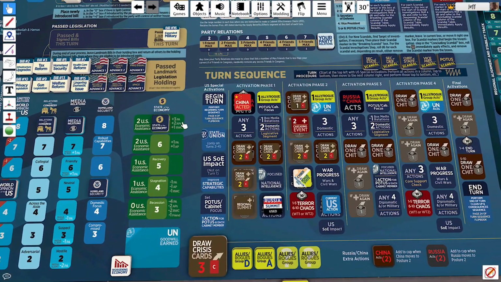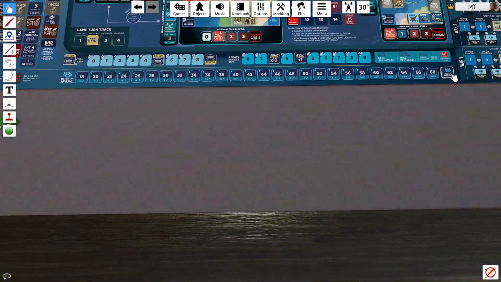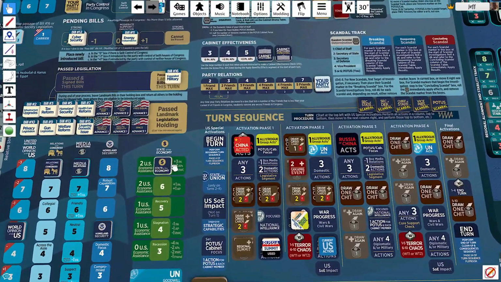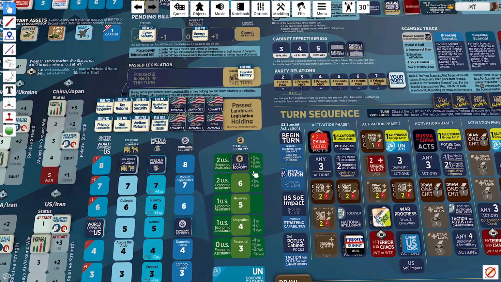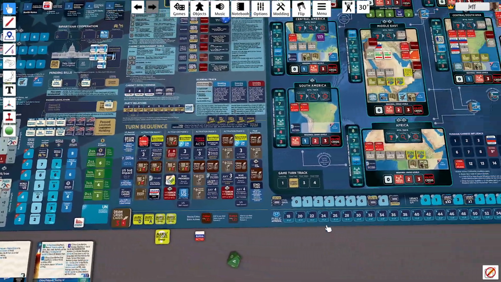Alright, so that was our US impact. We get 3, excuse me, 3 public approval. We are maxed. 2 APs, which I very much need. And 1 RWC, we're already up there. So feeling good about all that.